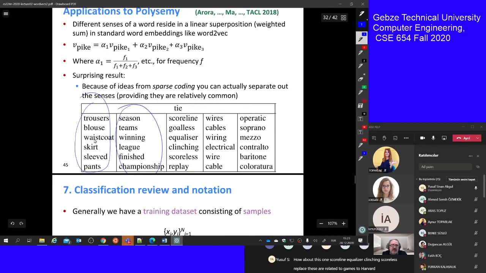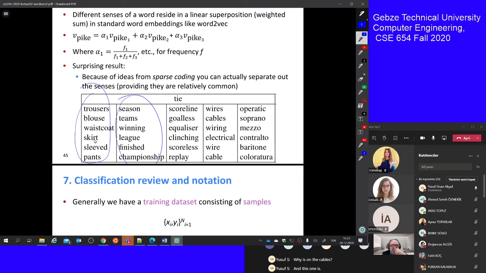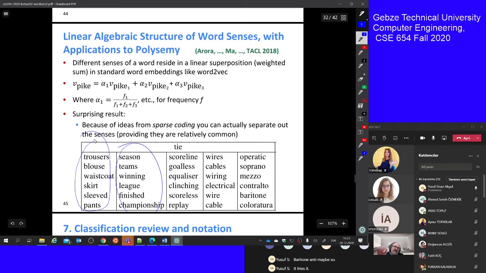How about this one? Wires. So this one is about wires and the cables. And this one is about musical stuff again. Some kind of a voice type. Soprano, baritone, and high, maybe. So it finds it. So assigning different vectors to different senses of a word is possible with word2vec or GloVe examples.